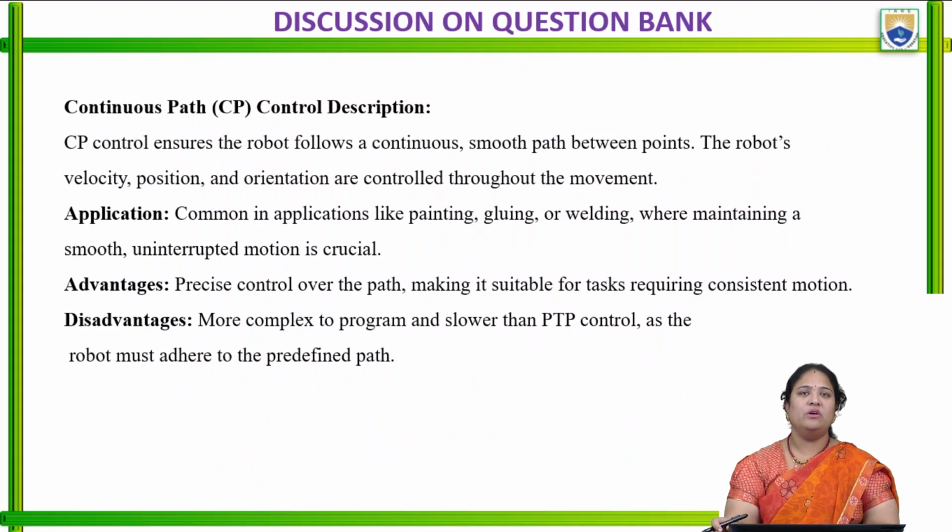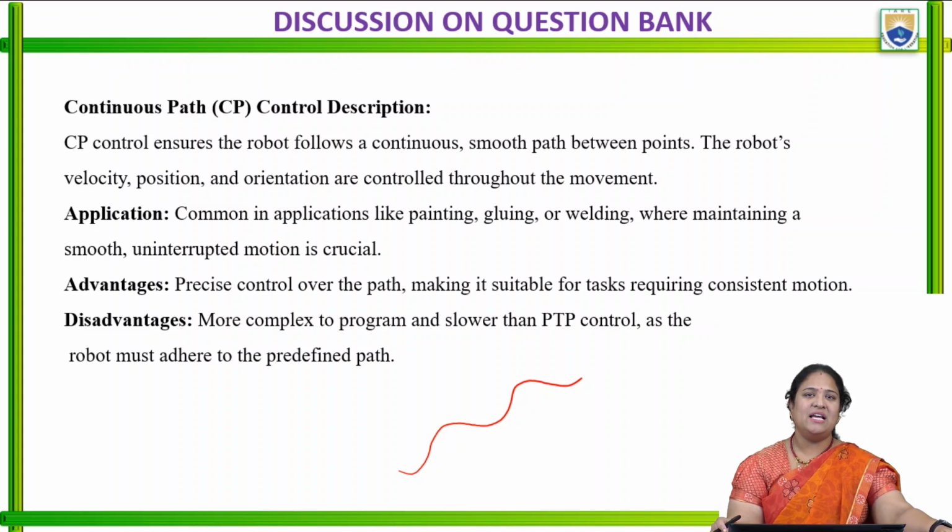Clear? Moving on to the continuous path control system. Here, the movement of the robot will be done in continuous, smooth points, in a smooth path. The robot's velocity, position and orientation are controlled throughout the movement.